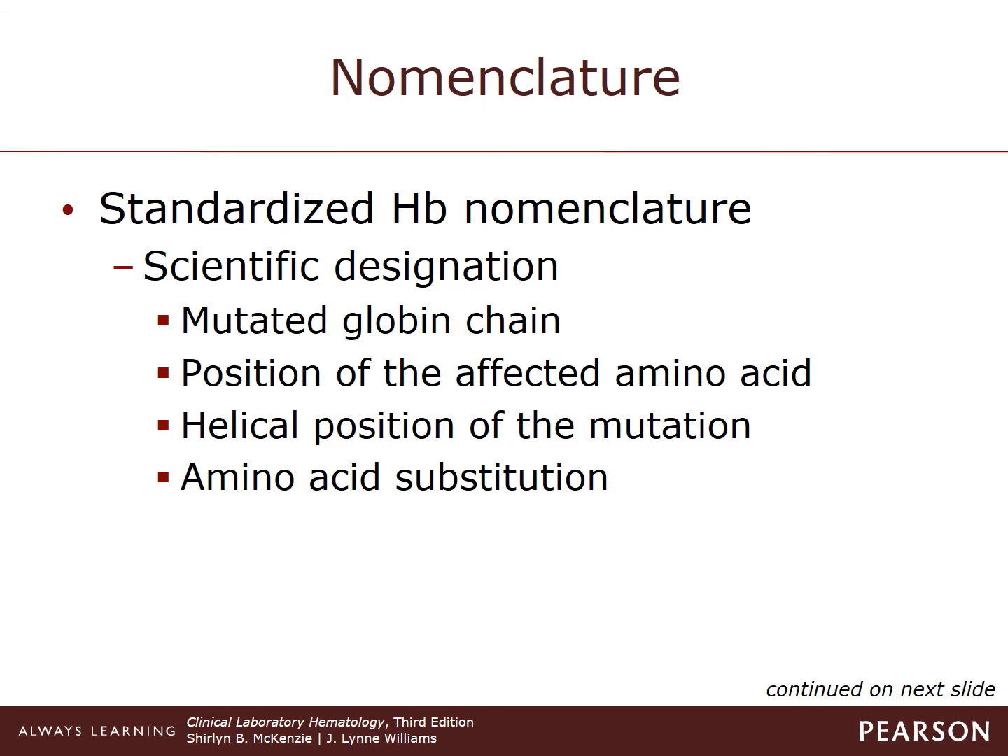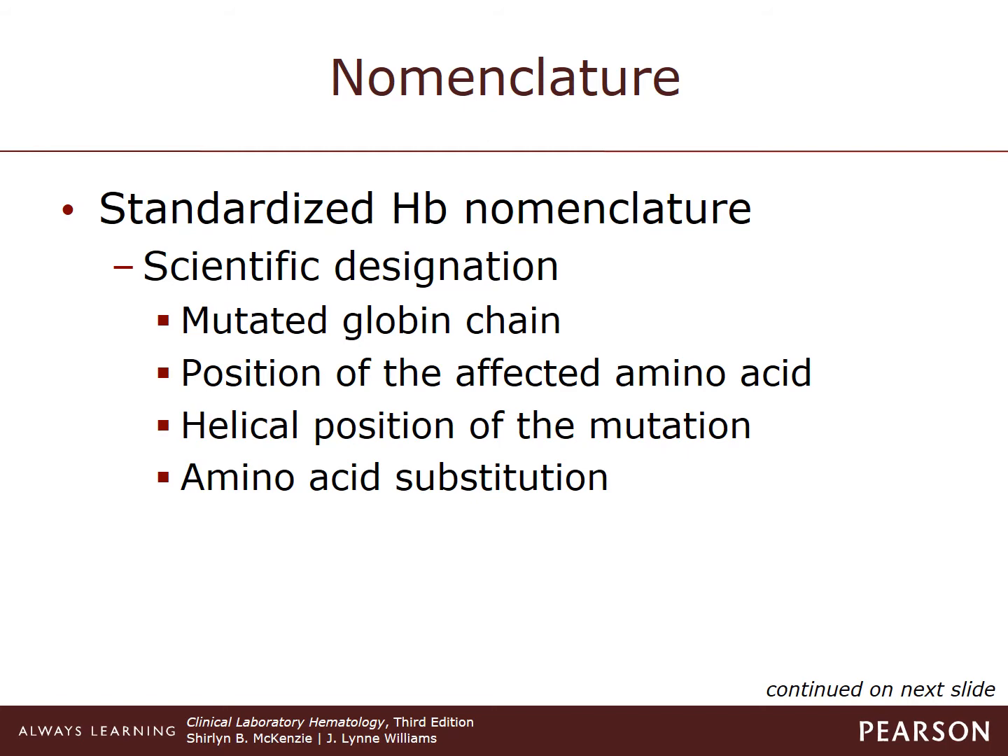The standard nomenclature for hemoglobinopathies really depends on the designation of the problem. Is it a mutated globin chain, a position of the affected amino acid that is a problem? Is it a helical position of the mutation, or simply just an amino acid substitution? The disease or anemia would be classified as either homozygous, which is both genes that code for a structural globin variant, or as heterozygous as a trait, where one gene codes for a normal chain and the other one is the structural variant.